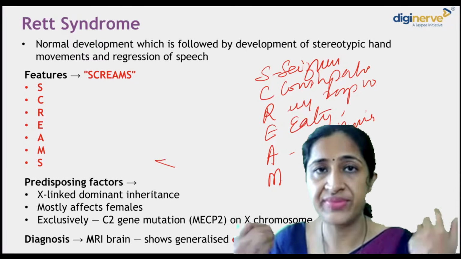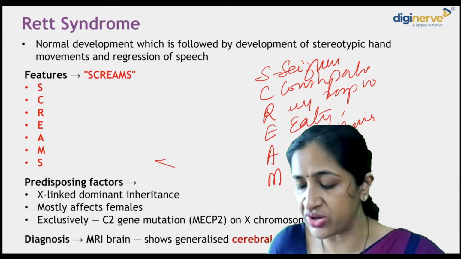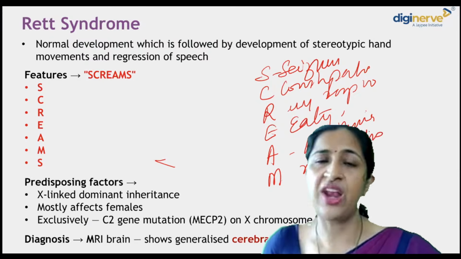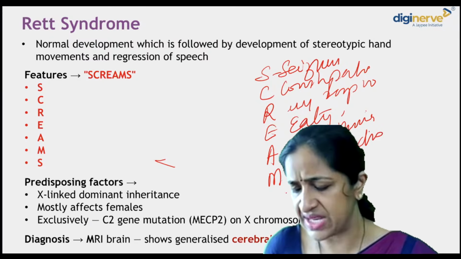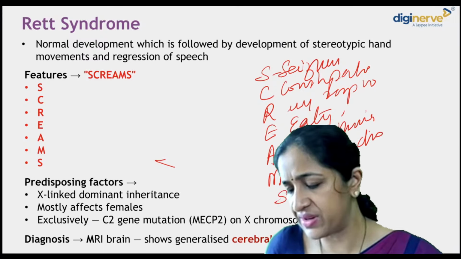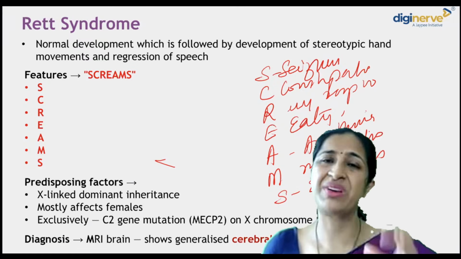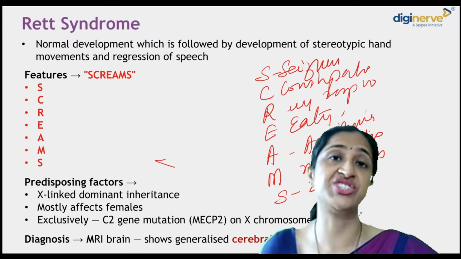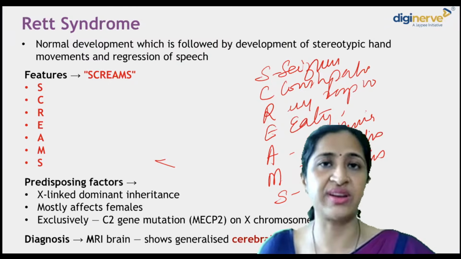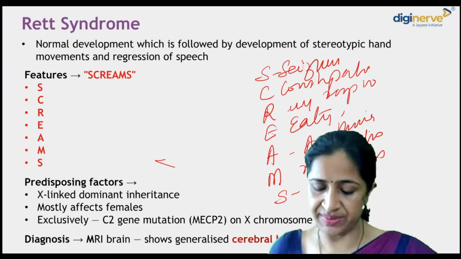M is stereotypic movement disorders. Along with this, you'll have dystonic movements, development of scoliosis, all this happens. S is sleep disturbance, where because of bruxism or abnormal laughing called gelastic seizures, the child starts laughing a lot at night, all those are sleep disturbing.